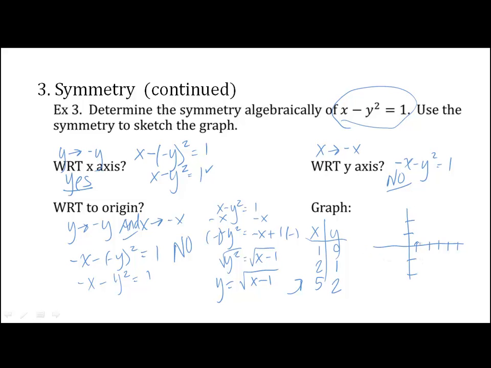So at 1, y is 0. At 2, y is 1. At 5, y is 2. So if I connect these dots, I begin to see this curve. Now I know from all this previous work that it is symmetrical to the x-axis. So what it's doing here, if I hamburger fold it, it is doing this way as well. So that's how you use that information to help you graph.